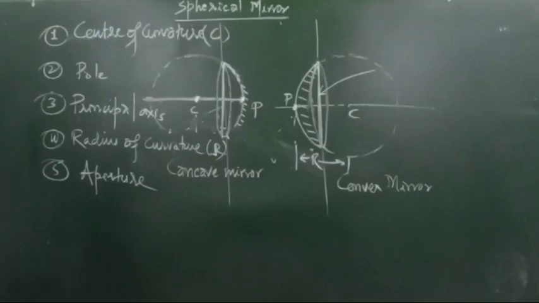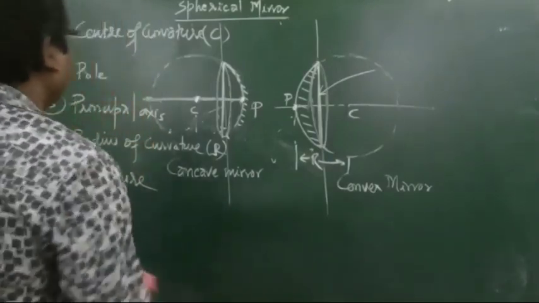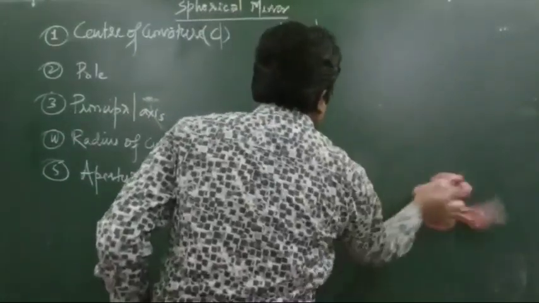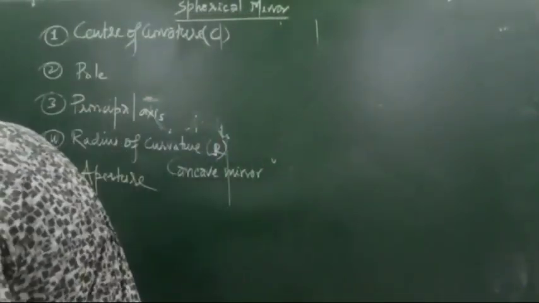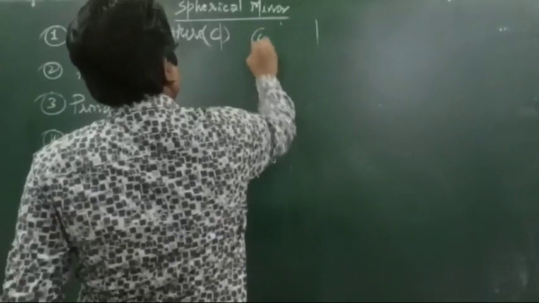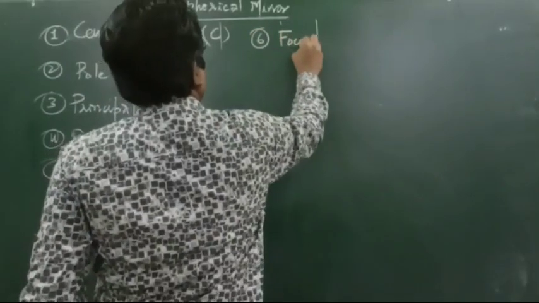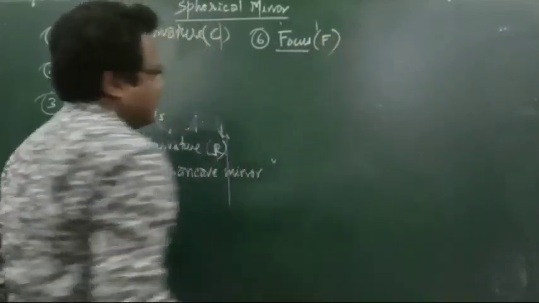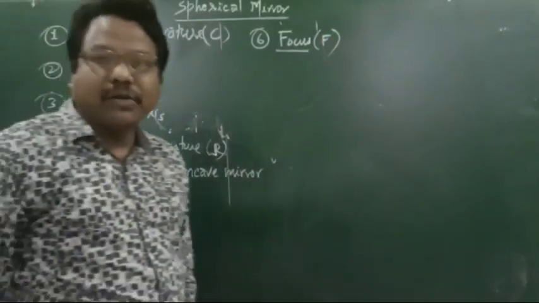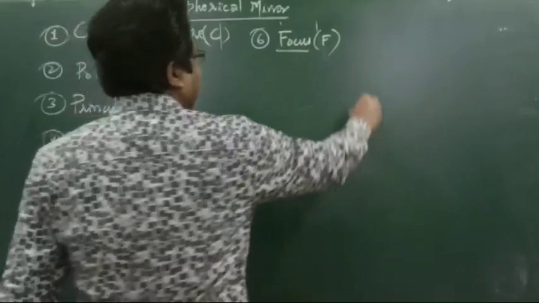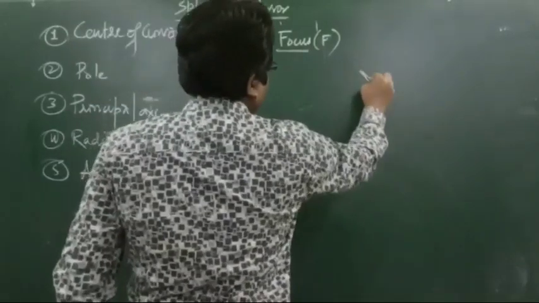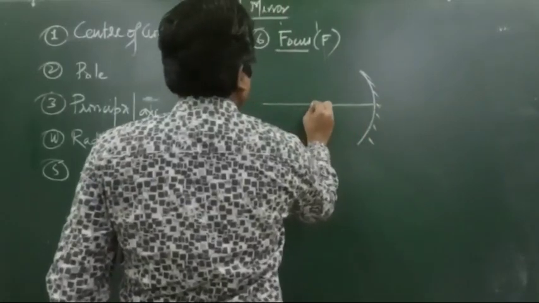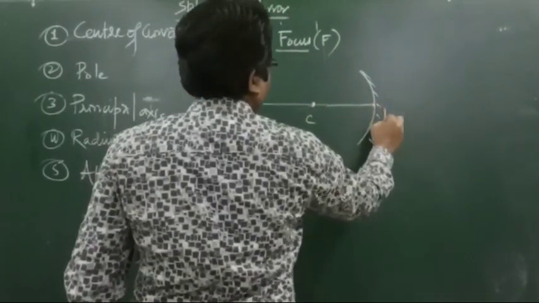For focus, we should take another diagram. To define the focus, we'll take another diagram. What is the focus? It is a point on the principal axis. What is that point? Suppose I take a concave mirror. For the concave mirror, here is the center, here is the pole.